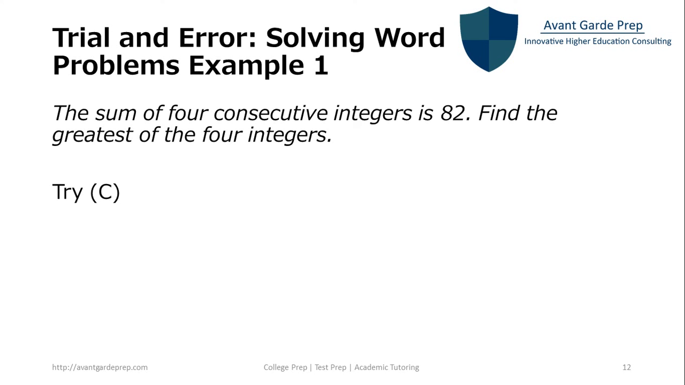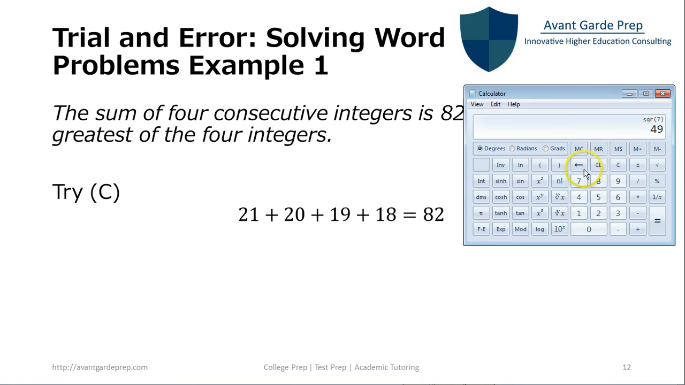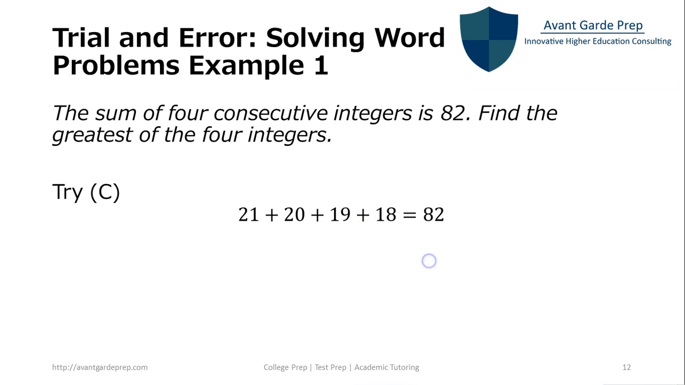Because answer choice C is 21, we'll just add 4 integers, 21 being the largest. I like to start with 21 since I know that's going to be my largest, and then decrease. So 21 plus 20 plus 19 plus 18 equals 82. So we'll get our calculator out and add these numbers real quick. And we'll find out that indeed these numbers do not add up to 82. So again, we know 78 was less than 82, so we should increase our input.